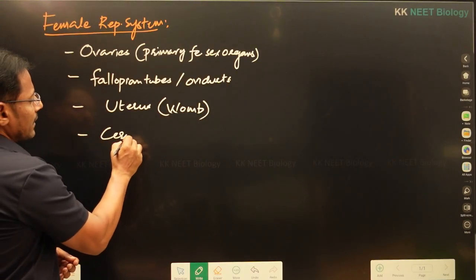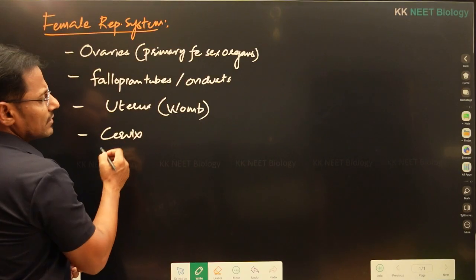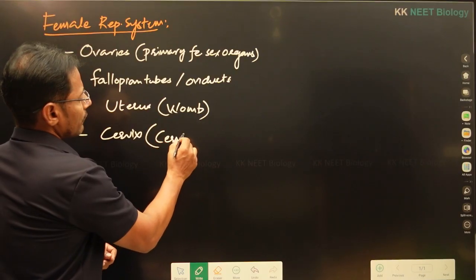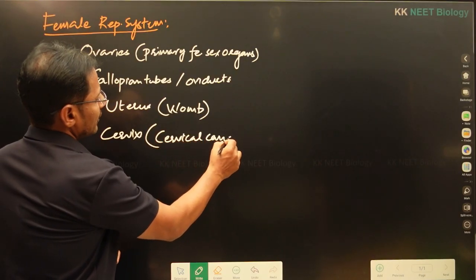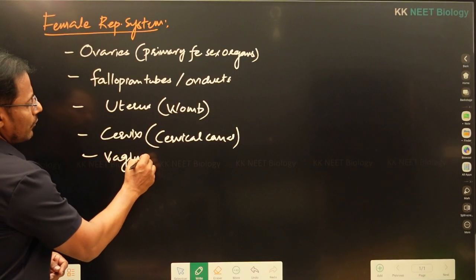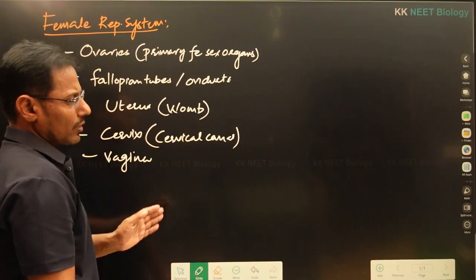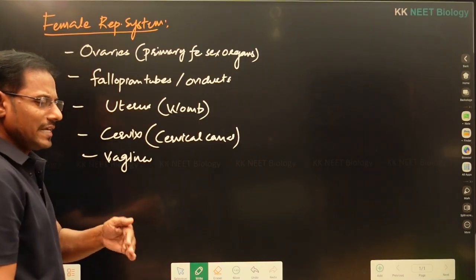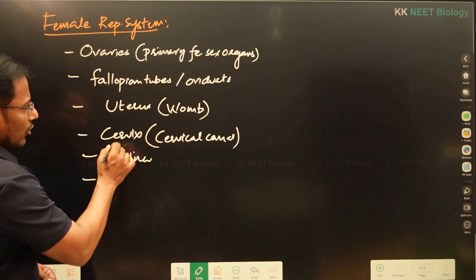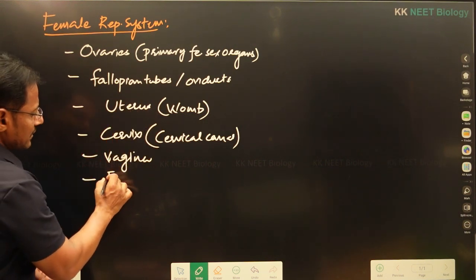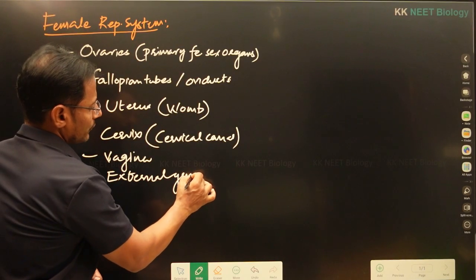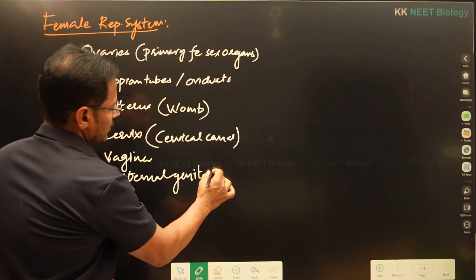Then the cervix, and inside this cervix there is a narrow passage which we call the cervical canal. Then the vagina. It is also a passage, not actually external genitalia. Vagina is present inside the female body, mind it. And along with these, the external genitalia are present.